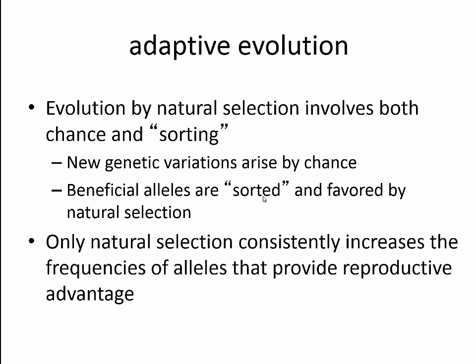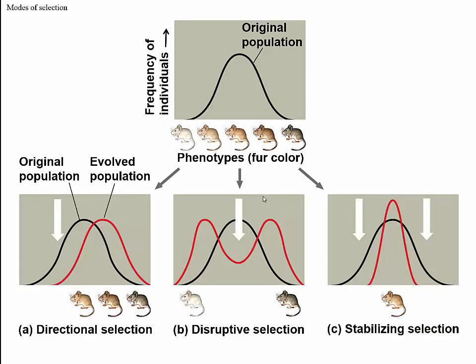Evolution by natural selection involves both chance and sorting. New genetic variations arise by chance, and the beneficial alleles are sorted and favored by natural selection. Only natural selection consistently increases the frequencies of alleles that provide reproductive advantage. So if we look over here in this picture, what we have is an original population of little mice, and it seems like one has a very light color and one has a very dark color, and there are three that have a medium-ish light color, but varying type. All of a sudden, in directional selection, one extreme is just cut out, like the white one, and so we have the original population and then the evolved population in the red line. So it has shifted.